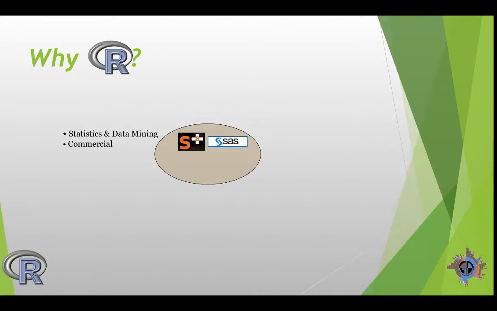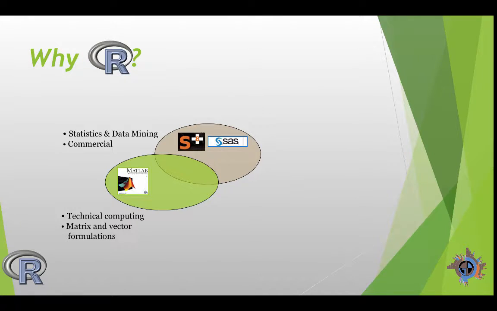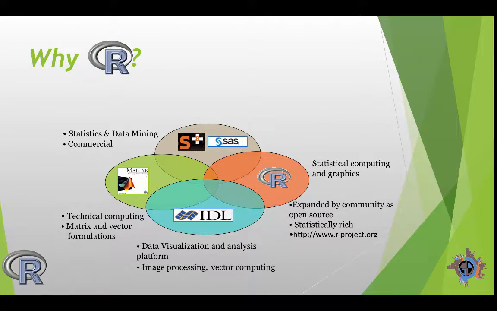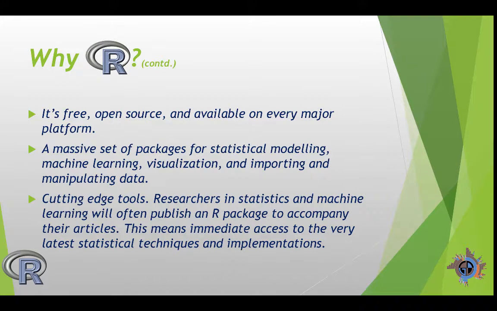Why R? Because we can perform statistics and data mining just like SAS can perform for us. We can do technical computing, matrix and vector formulation just like MATLAB can perform. Also, it can perform data visualization and analysis as well as image processing and vector computing just like our other platform IDL can do. So you can see that R can perform everything that these three technologies can do combined together.